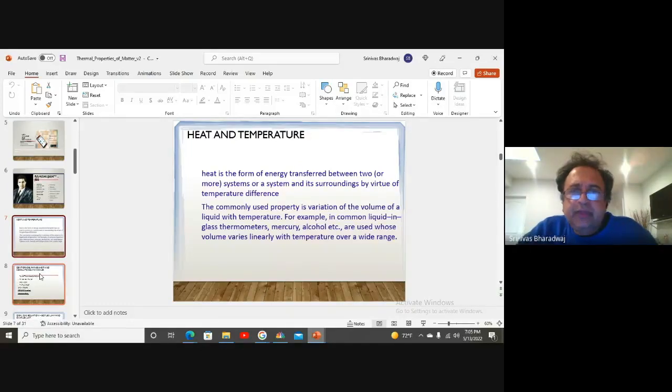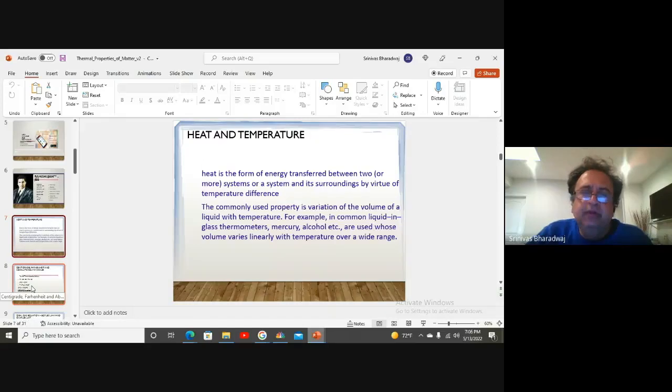So heat is a form of energy that is transferred between two systems. Heat and work, as we discussed last time, are related by our study of thermodynamics. But heat and temperature, as we also discussed, are very intricately related. Temperature is a property of a particular material. It is an intrinsic property.